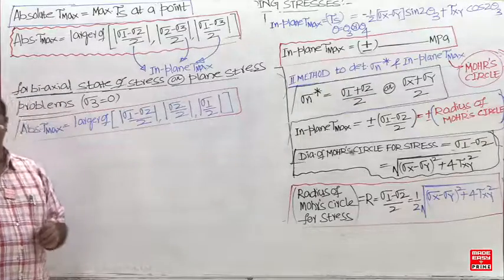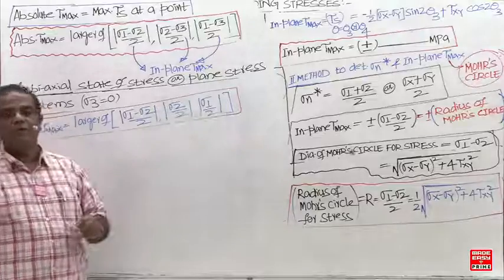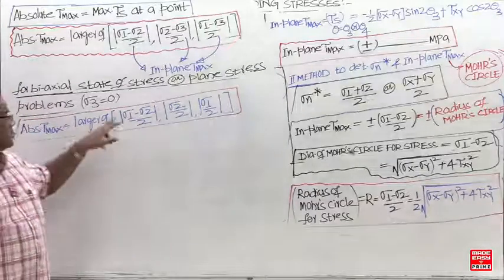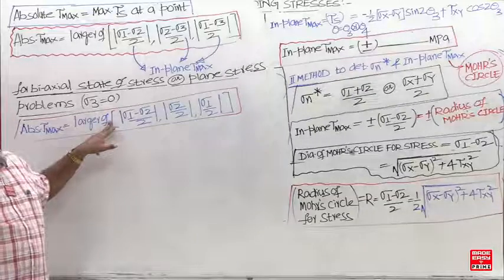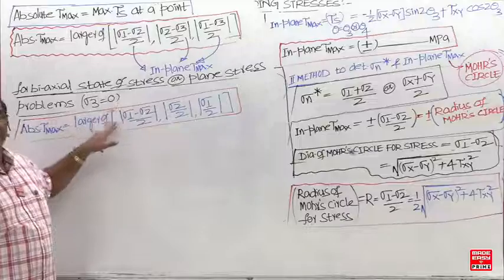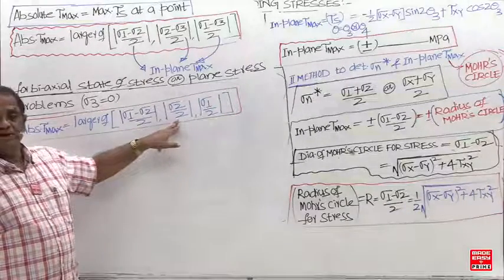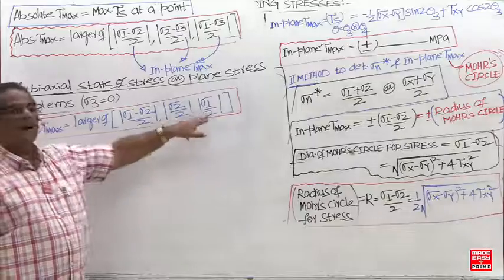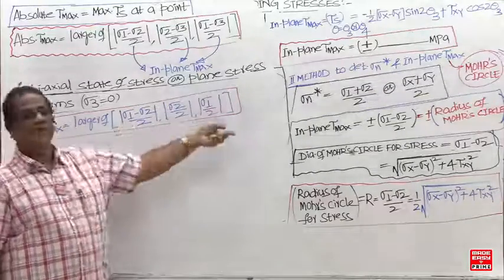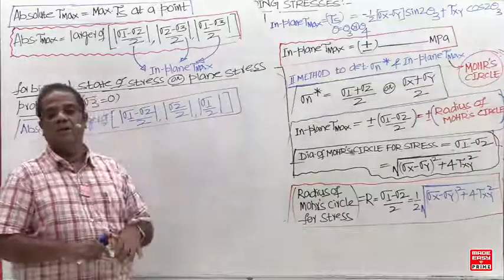So when the principal stresses are unlike in nature, what is the absolute tau max? If they are unlike in nature, one is positive and one is negative. Sigma 1 is 100 and sigma 2 is minus 50. So this will become 150 by 2, which is 75. This is 50 by 2, which is 25, and this is 50. Of 75, 25, and 50, which is the larger? This is the larger. But most of them are going to mention sigma 1 by 2 as the larger.